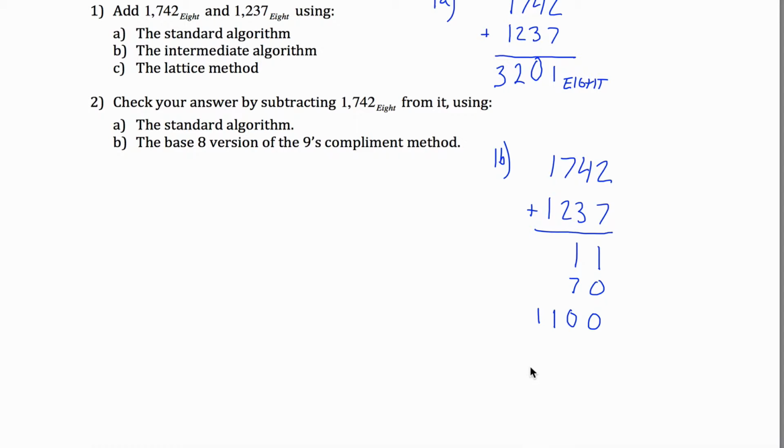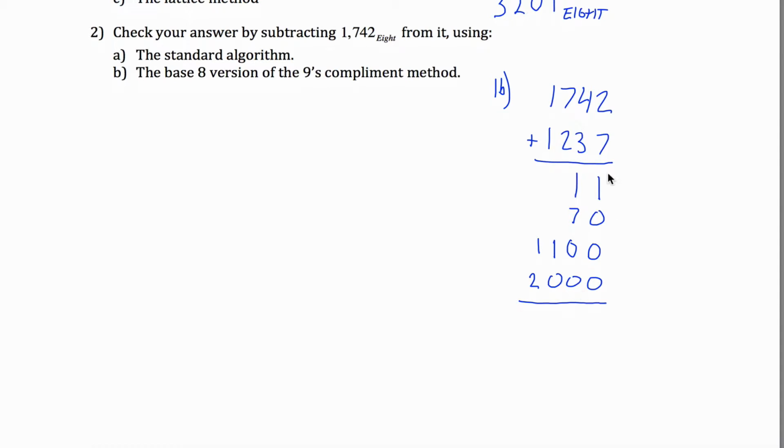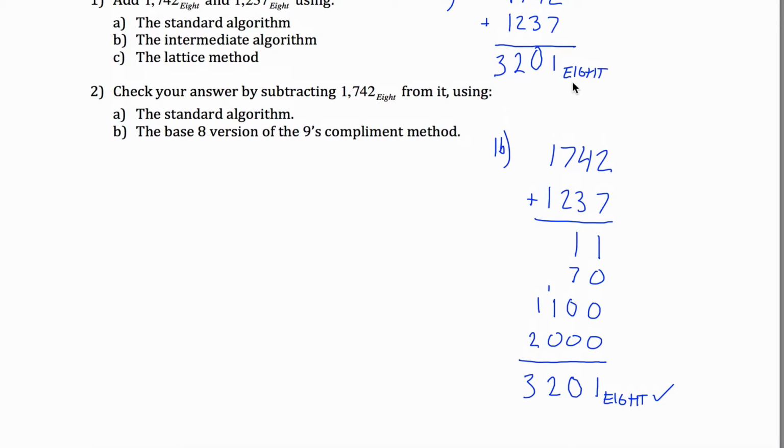And then 1 with 3 zeros after it, plus 1 with 3 zeros after it, gives you 2 with 3 zeros after it. So when you're doing the intermediate algorithm, you add like this, and now we add up these columns. 1 plus a bunch of zeros gives you a 1. 1 and 7 gives you an 8, which you write as a 0 with 1 carried over to this column. I don't know where you want to write it, right there maybe. 1 and 1 gives you 2. 1 and 2 gives you 3. So we get 3201 base 8, which was the same thing we got up here.